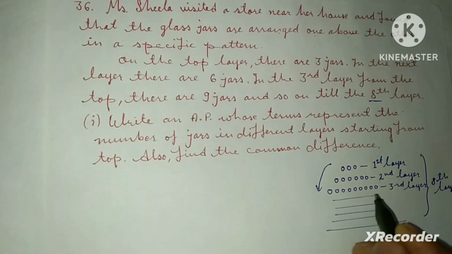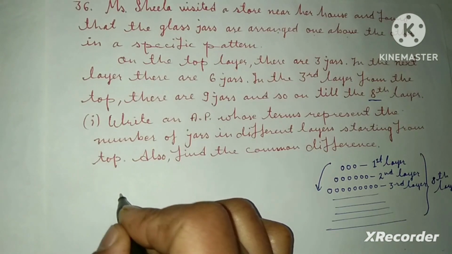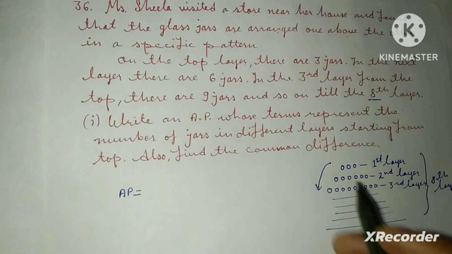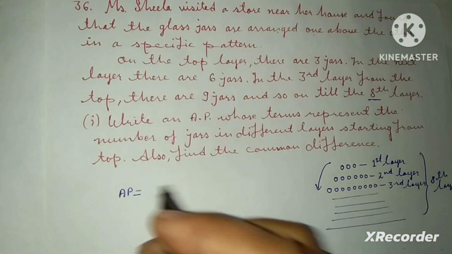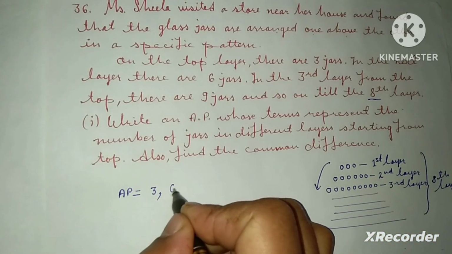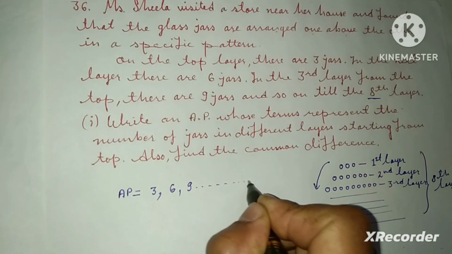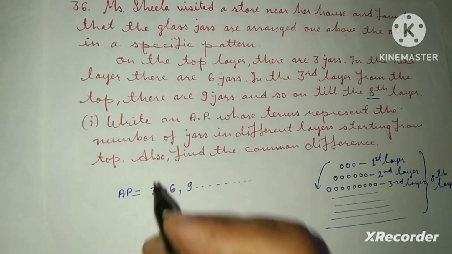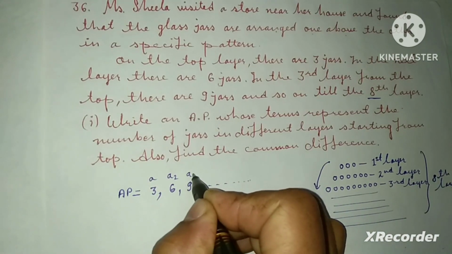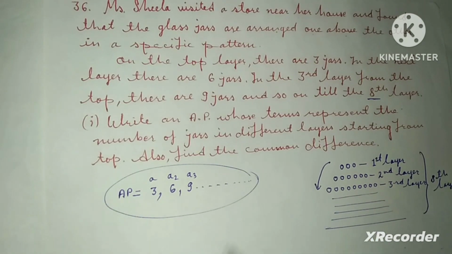So according to this situation we can make the AP here, and our AP will be equal to, in the first layer there are 3 jars, so 3 should be here. In the second layer there are 6 jars, and in the third layer there are 9 jars, and it goes up to the 8th layer, right? Now this is A1, this is A2, and this is A3. In this way simply we made our AP, right?